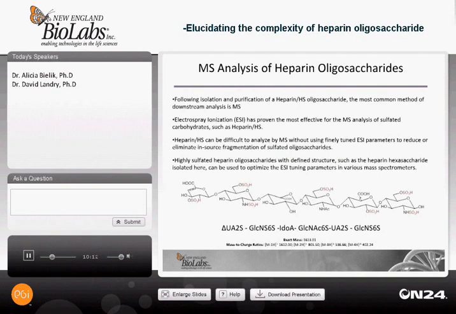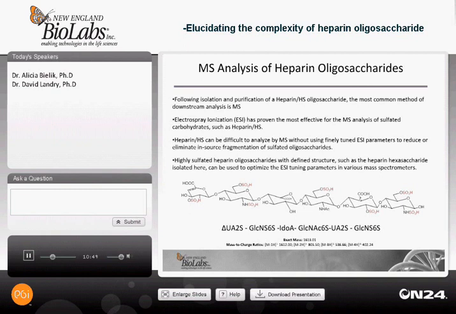So during and following the isolation and purification of heparin and heparan sulfate oligosaccharides, the most common method of downstream analysis is mass spectrometry. Electrospray ionization has proven the most effective for the MS analysis of sulfated carbohydrates, such as heparin and heparan sulfate. Although these oligosaccharides can be difficult to analyze by MS without using finely tuned ESI parameters to reduce or eliminate in-source fragmentation of sulfated oligosaccharides.